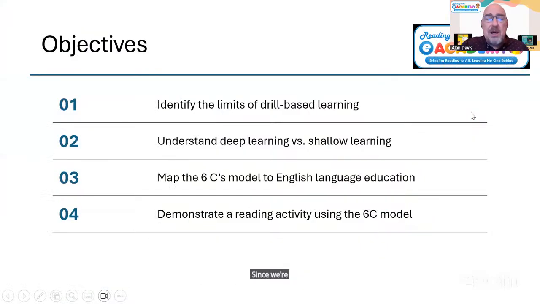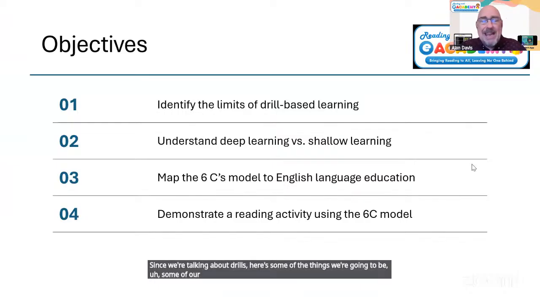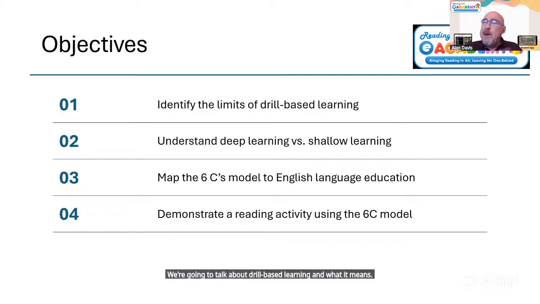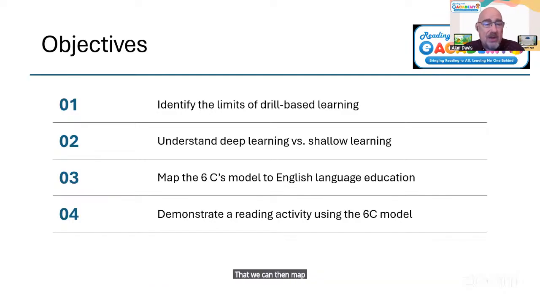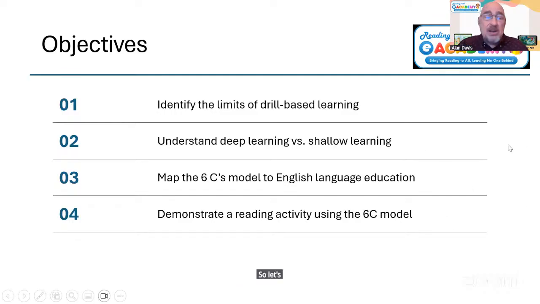Since we're talking about drills, here are some of our objectives for the day. We're going to talk about drill-based learning and what it means, talk about the difference between deep learning and shallow learning, and then talk about a relatively new model called the 6 Cs that we can then map to English language education. Finally, I will demonstrate a reading activity where I talk about this 6C model. So let's start off by actually doing a drill.